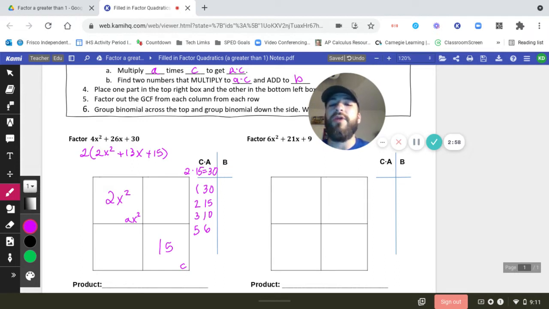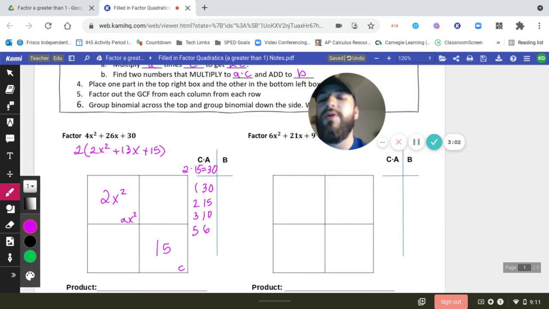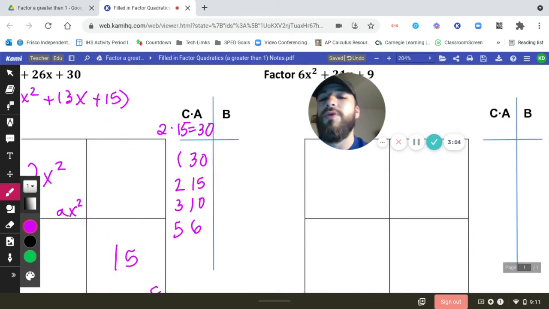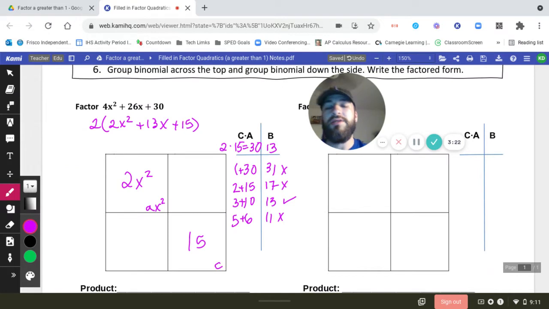Then we want to add these factors to get our b. So now we're going to take these and add them across. 1 plus 30 is 31. 2 plus 15 is 17. 3 plus 10 is 13. And 5 plus 6 is 11. And I want to match that with b. My b is 13. So these are no good, but 13 is good. So now that I have 13, that 3 and that 10, that is our split apart b.